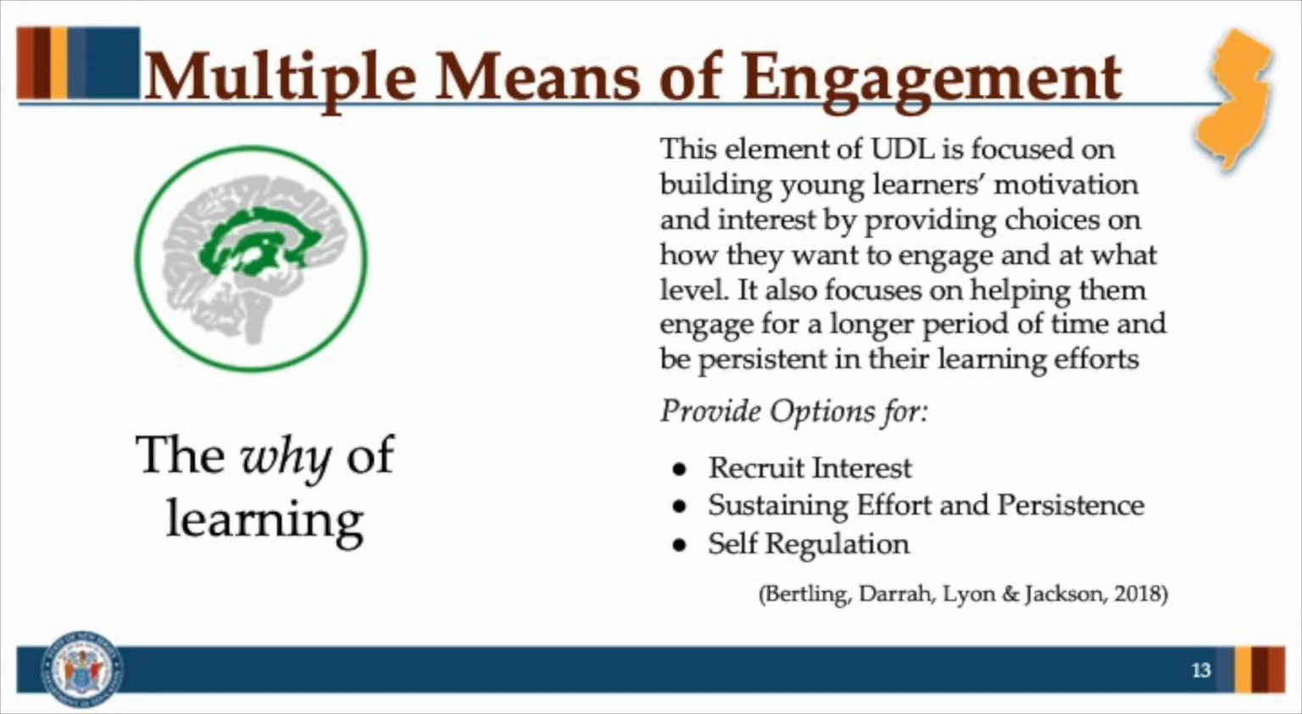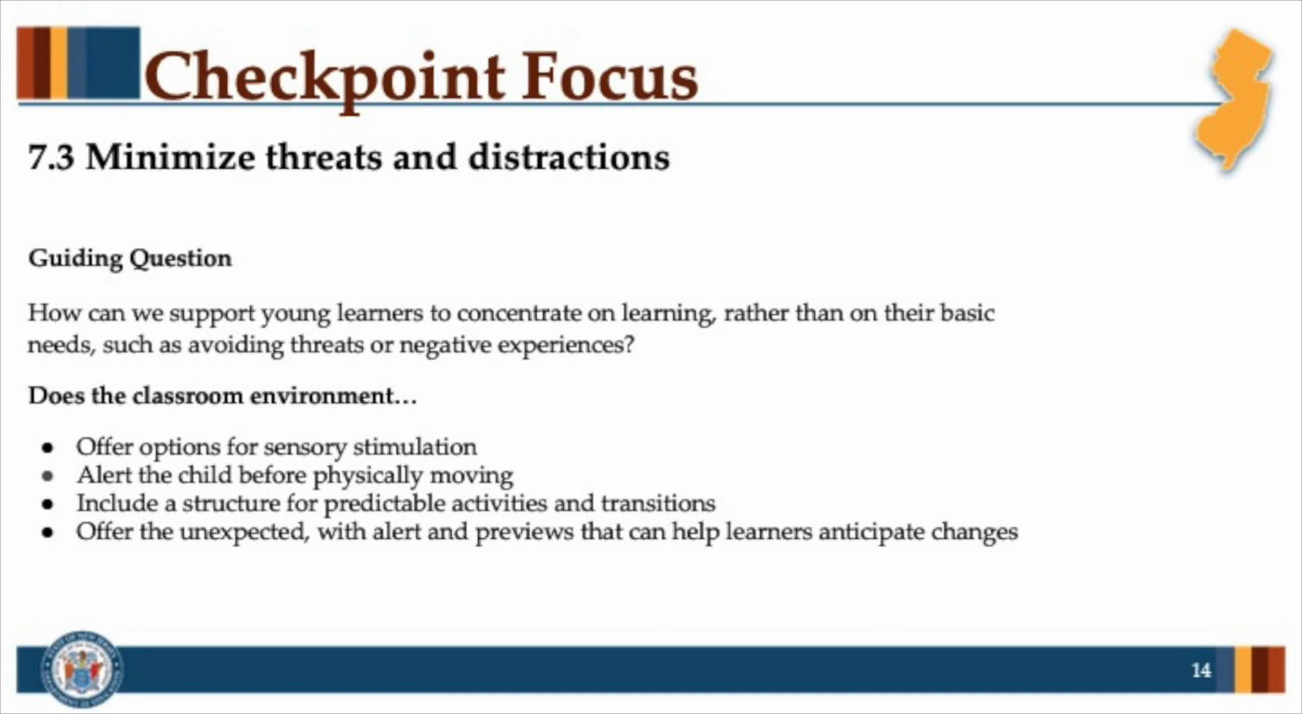In order to provide multiple means of engagement, we want to ensure that we're providing options to recruit student interest, build sustaining effort and persistence, and provide options for self-regulation. Let's take a look at a specific checkpoint within this guideline. So for checkpoint 7.3, we want to ensure that we're minimizing threats and distractions for students.